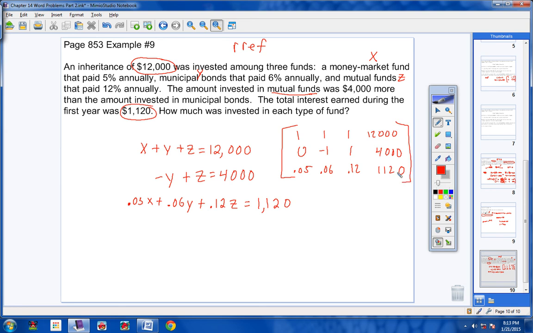So, second matrix, go over to edit, and then down to whatever matrix you want to use. This is a 3 by 4, so 3 by 4. Then 12,000. And then 0, negative 1, 4,000. And then 0.05, 0.06, 0.12, and then 1,120. And then I always encourage my students to check and make sure you've entered everything correctly if you're able to do that, okay?